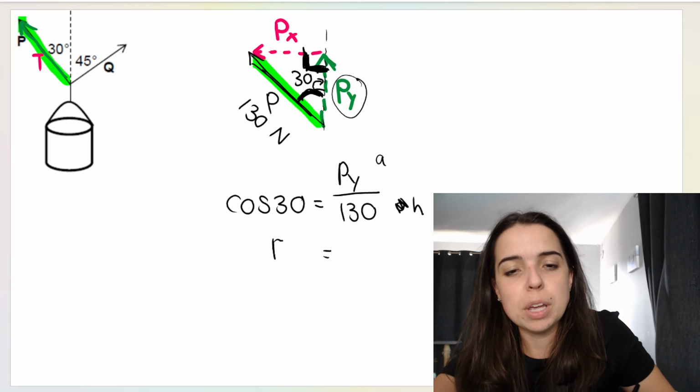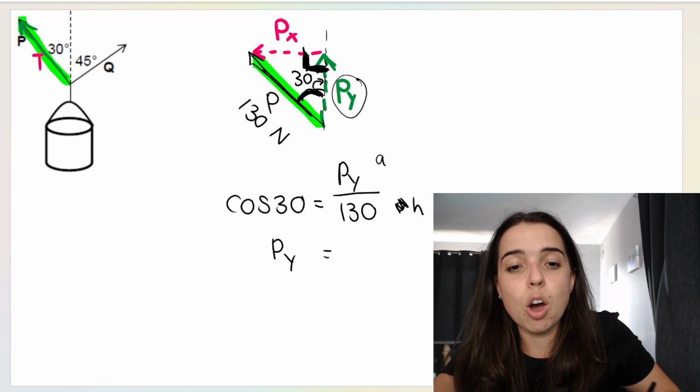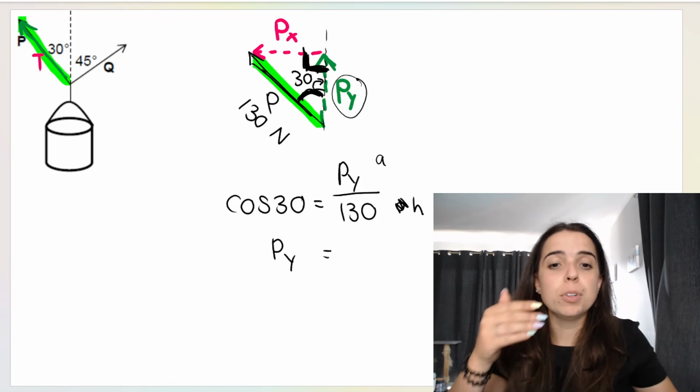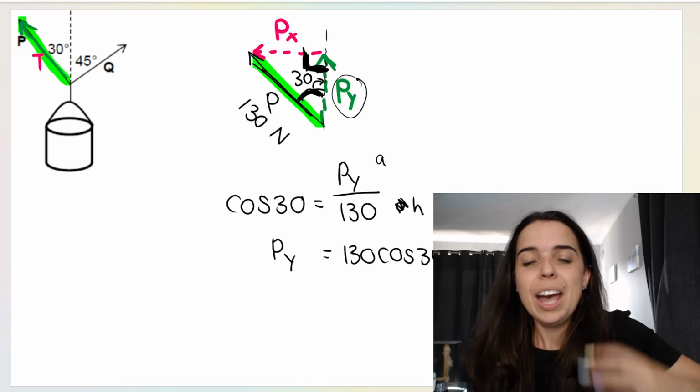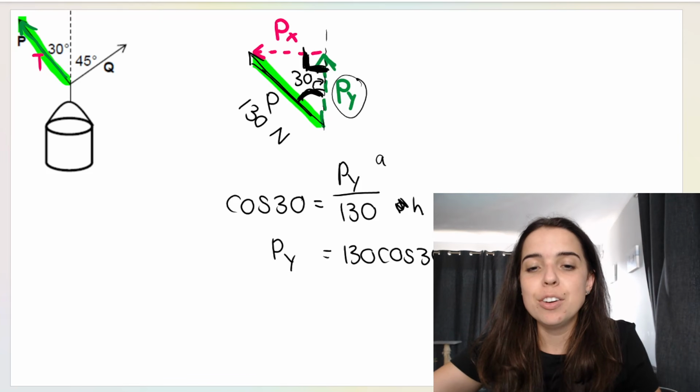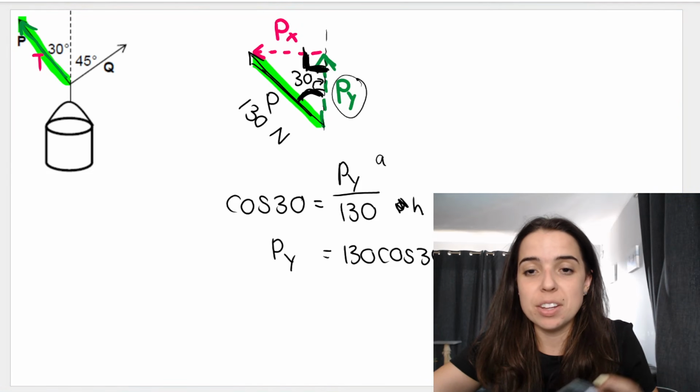So now how do I solve for PY? You take the 130 over. So it's 130 multiplied by cos 30. And just take note how I'm actually not working out what that is on my calculator.